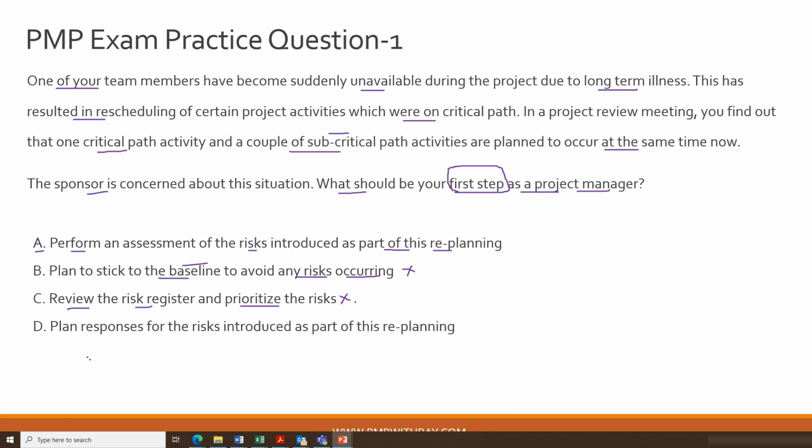Option D, plan responses for the risks introduced as a part of this replanning. Now this is also a very close option, guys. Okay, now what is a smart way of knowing what is the correct answer between option A and option D, guys?